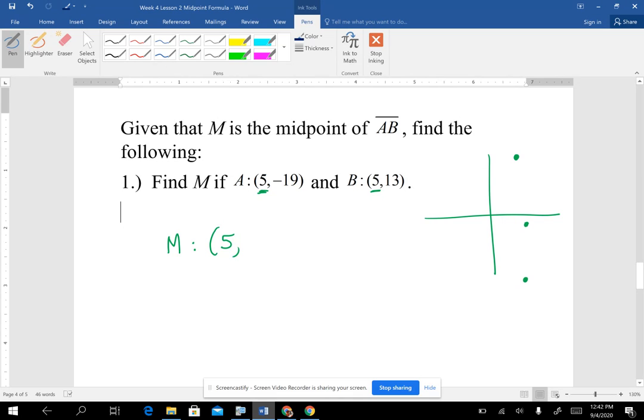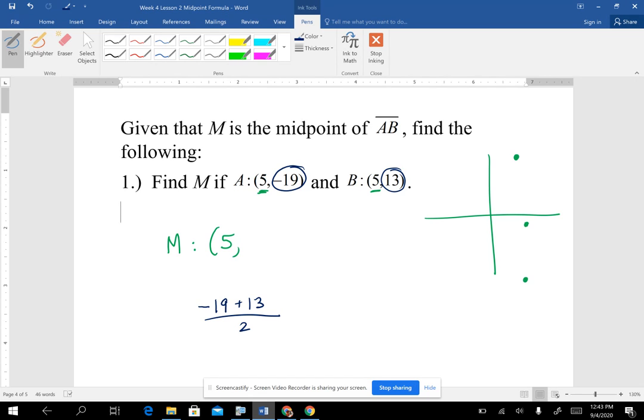If you remember learning about how to take an average back in the day, if there's 2 things, you add them up and you divide by 2. You always add up your items and divide by the number of items that there are. So I could just add up -19 and 13 and then divide by 2, and that'll give me the y coordinate of my point. Here's the tricky part though.